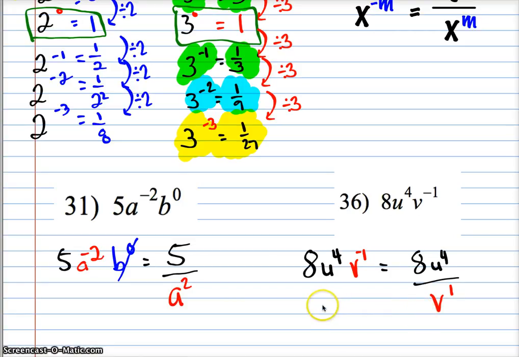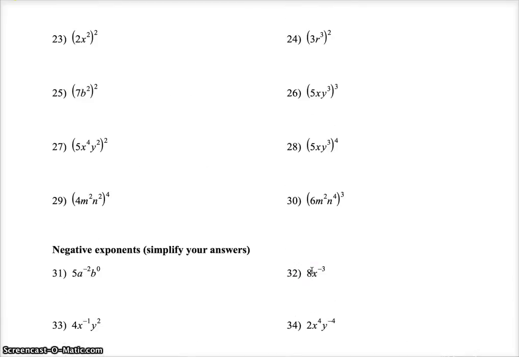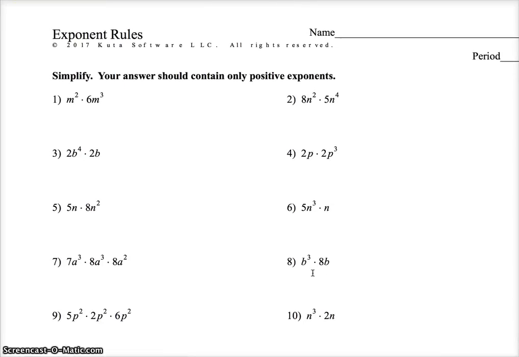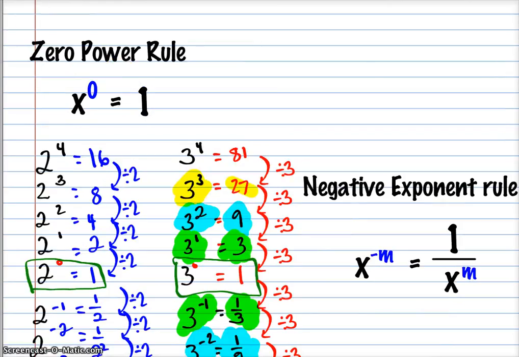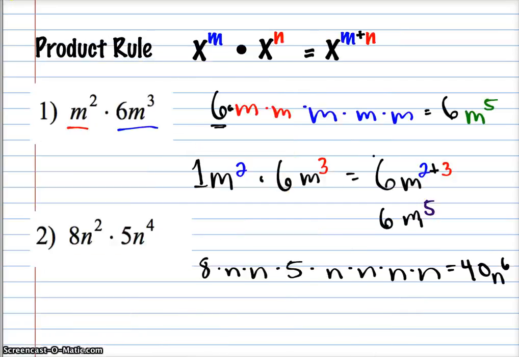Your homework is to complete this. I know there's 40 questions here, but it is fairly easy. Most of you might already be done by now. Make sure that this all ends up in your notes. The zero, power rule, negative exponent rule, power to power rule, the quotient rule, and the product rule are probably the most useful ones, and the ones we're going to be using for scientific notation, which we'll cover on Tuesday.